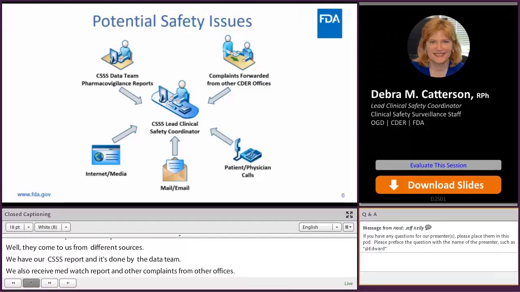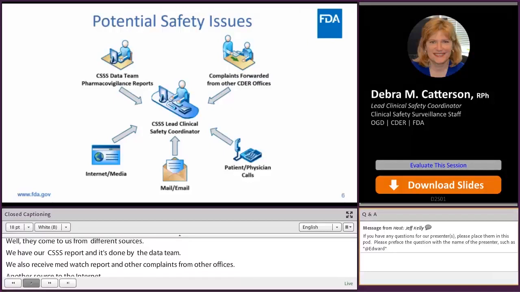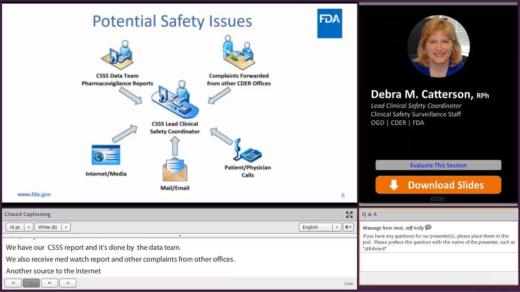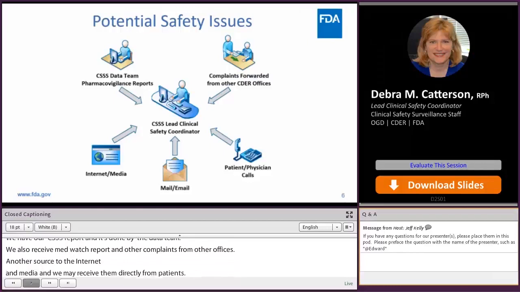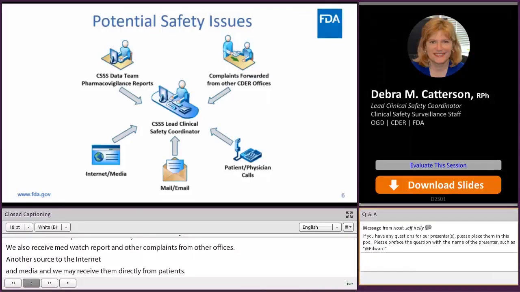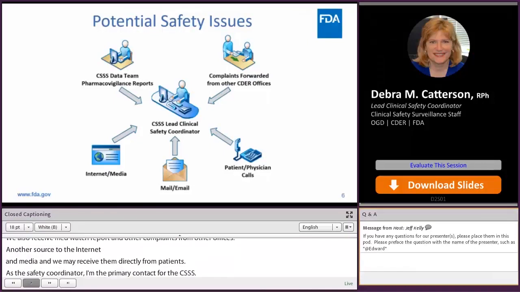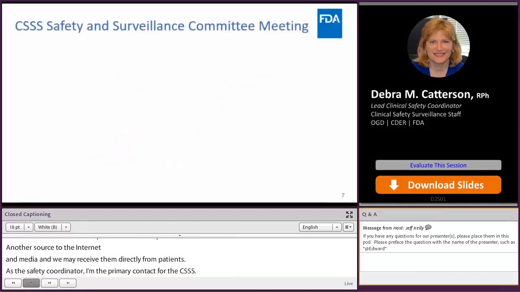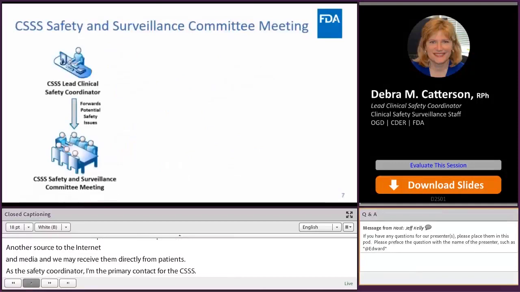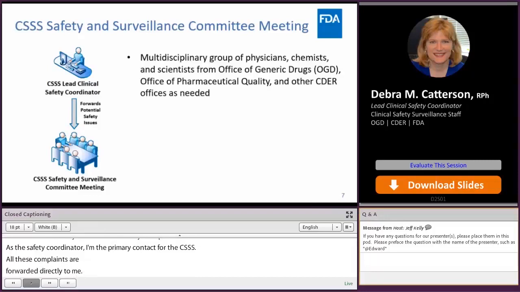As the safety coordinator, I'm the primary contact for the CSSS. So all of these complaints and potential safety issues are forwarded directly to me. So what do I do with them? Well, I bring them to the CSSS Safety and Surveillance Committee. This committee is a multidisciplinary group of physicians, chemists, and scientists from the Office of Generic Drugs, the Office of Pharmaceutical Quality, and other CDER offices as needed.